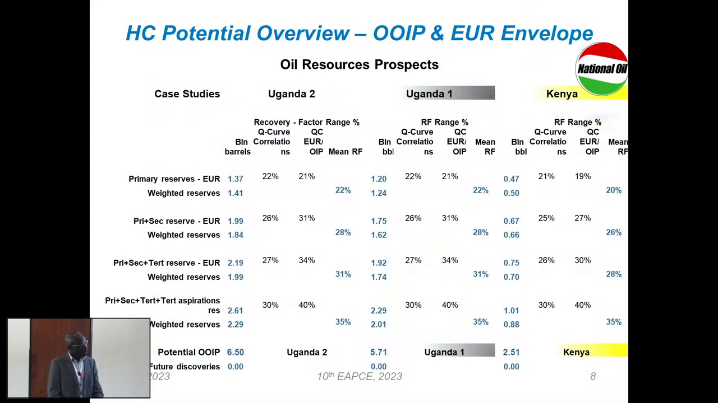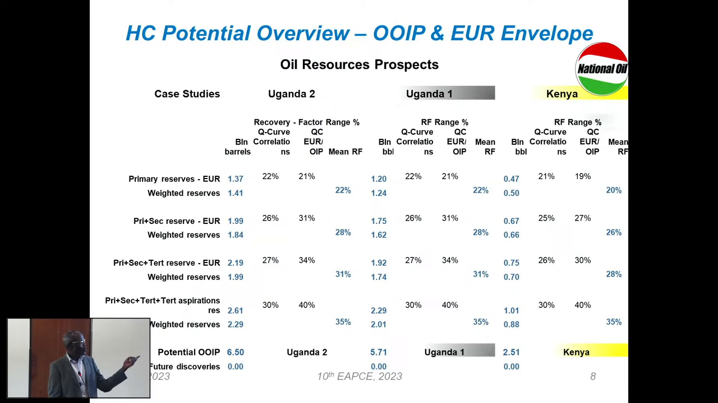This is some of the results we got from aging it against what is really known in those mature hydrocarbon provinces. There's a magic number which we keep talking about in Uganda as what is recoverable. You see that 1.4 here again. You can see Uganda 2, highest case, Uganda 1, lower case, and Kenya, extreme right. If you look at the first tier, which is primary reservoir production, we can see billion barrels recovered would be around 1.4, and that is equivalent to a mean recovery factor of 22. If you go to Uganda 1, it's around 1.2, also equivalent to a mean recovery factor of what?